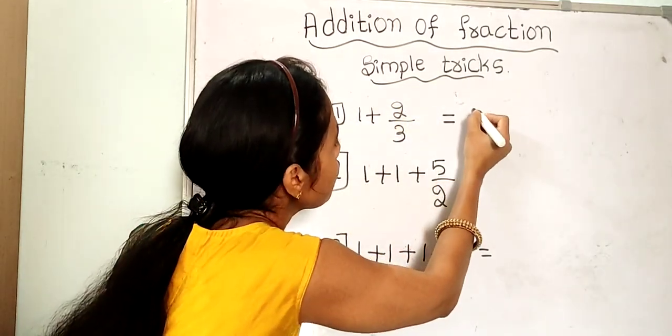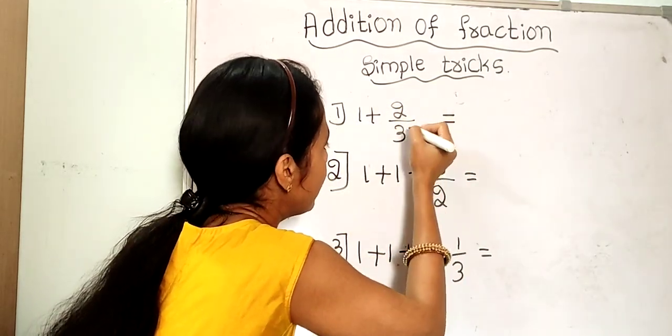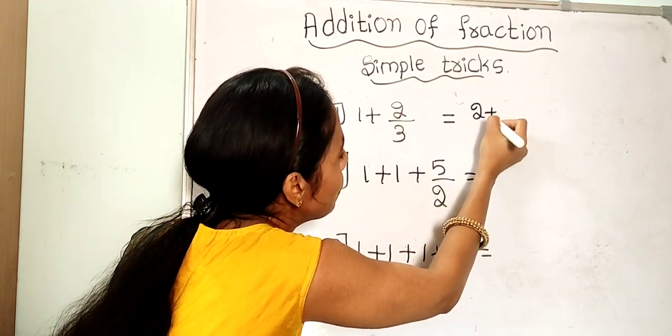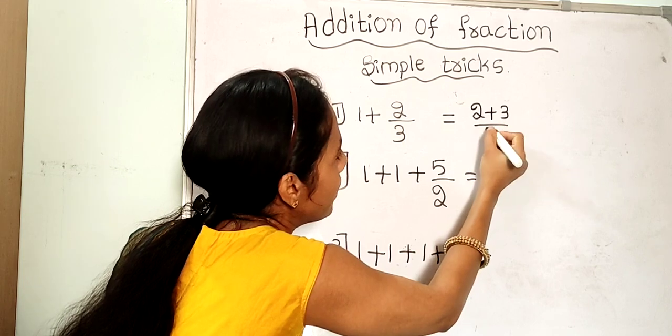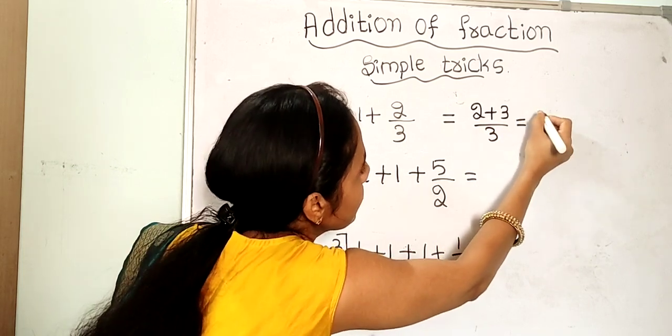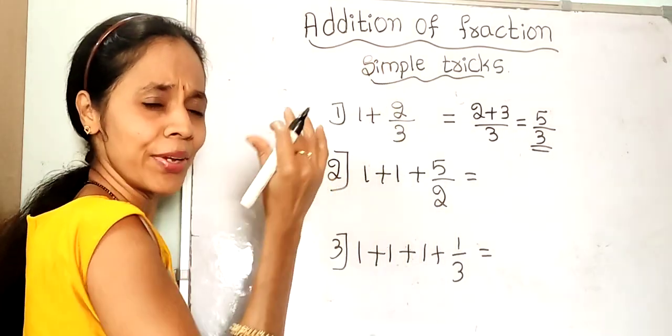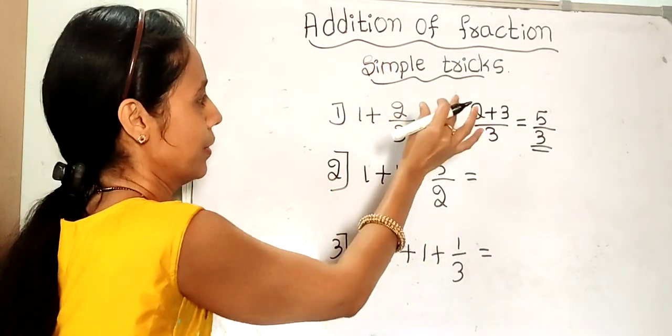So, add the denominator to this numerator. We get the answer 2 plus 3 divided by 3. It means 5 by 3. Okay, very easily solved.